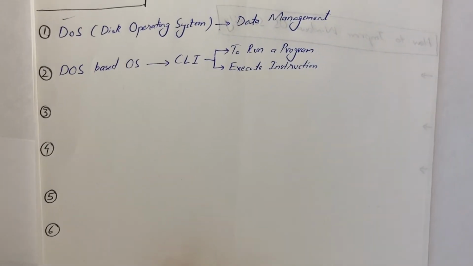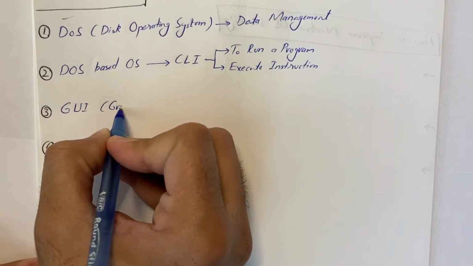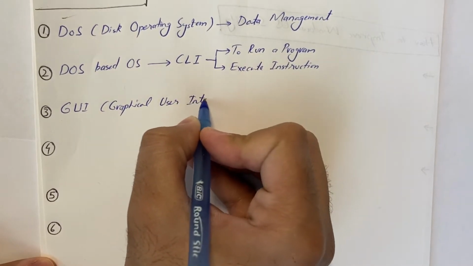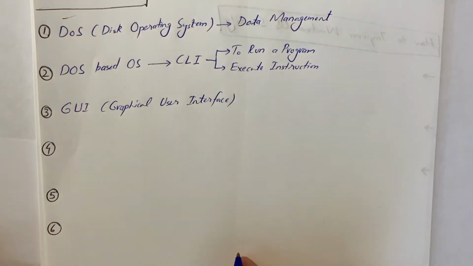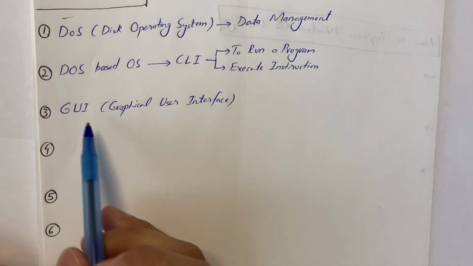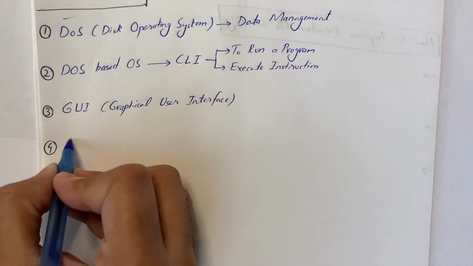Then afterwards, in the new versions of Microsoft Windows, the GUI, the graphical user interface, took the place of the DOS based operating system, or you can say the command line interface. It got replaced with GUI because it's more convenient, and the main goal of an operating system is convenience. So GUI is more convenient as compared to DOS, or you can say command line interface, in fact.